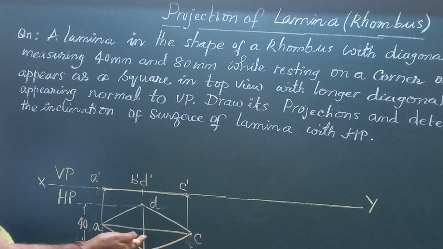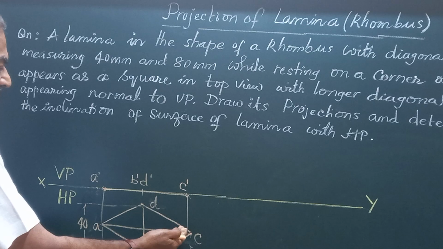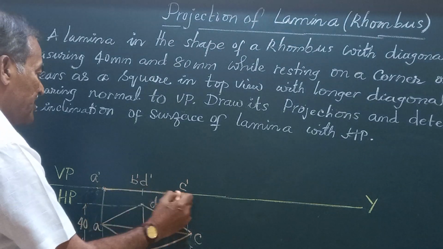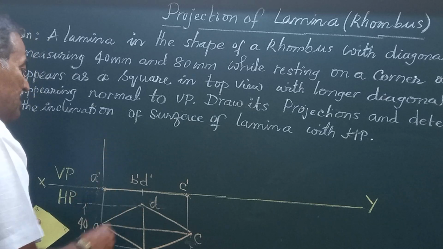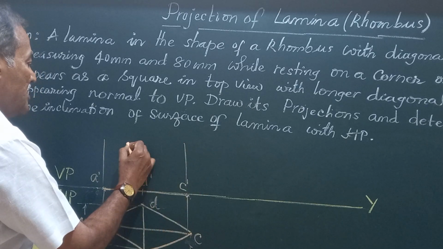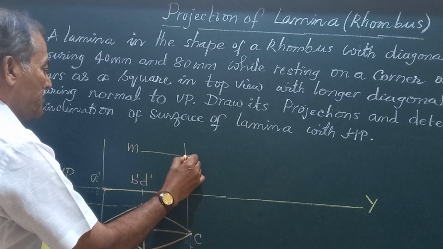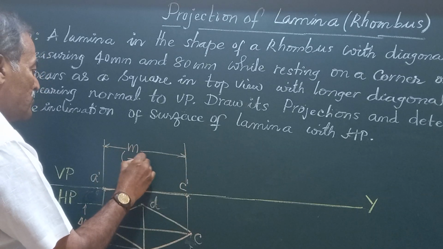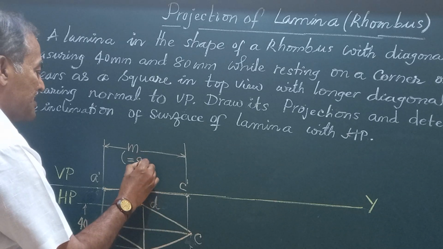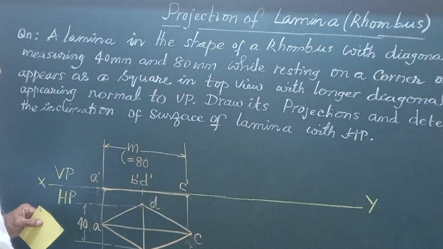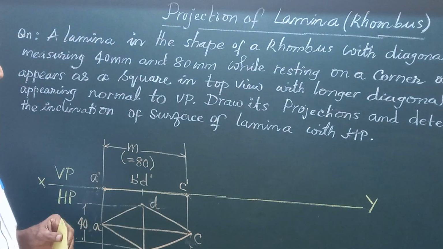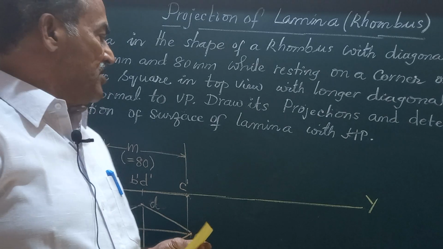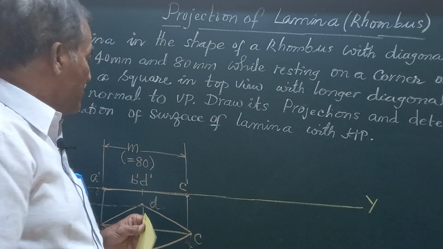So when the lamina is placed on HP with the longer diagonal parallel to VP, you are going to get in the front view a line, and I will call the length of this line as usual M. M represents the length of the front view of the lamina, which is equal to 80 millimeter in this case. So friends, we have got the front view and top view of the rhombus, which is measuring 80 by 40.